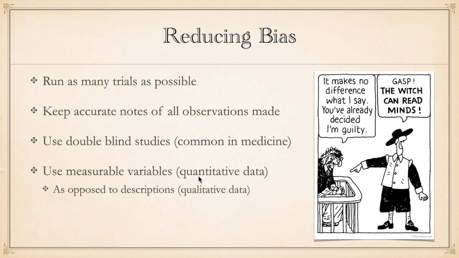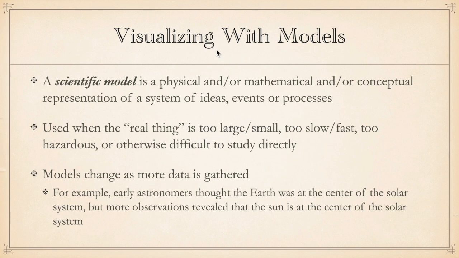You've got to use quantitative data. Thinking about your witch trials here, for example, it makes no difference what I say. You've already decided I'm guilty. Gasp. The witch can read minds. So the whole idea of bias is this guy's already decided she's a witch, and it doesn't matter what she says. He's going to assume she is.